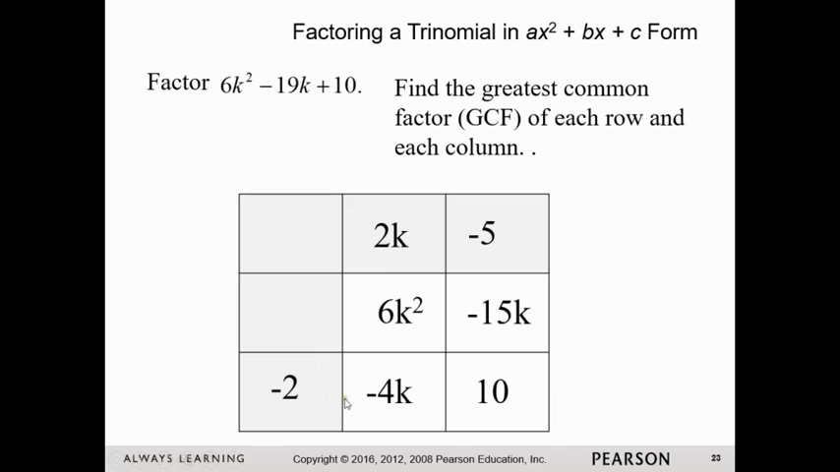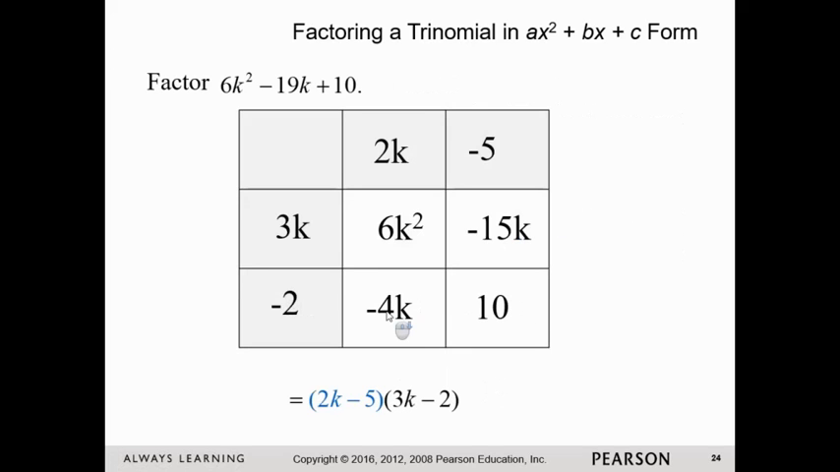Then we took out the greatest common factor of this row here, between -4k and 10. And notice again, I've taken the sign of the term closest to the outside of the box. Since it's -4k, I make it -2. Then I take out the greatest common factor of this row, which is 3k. So notice again, I just have a little note there. Make sure you always take the sign of the term closest to the outside of the box.